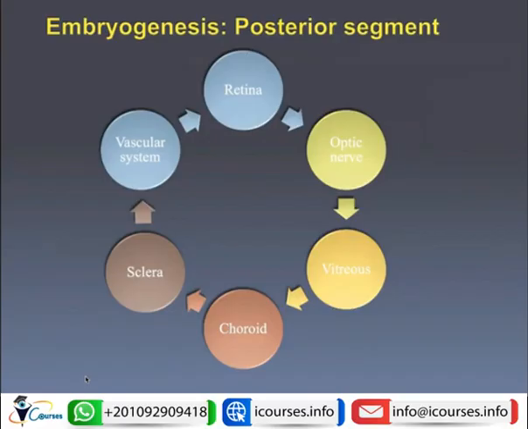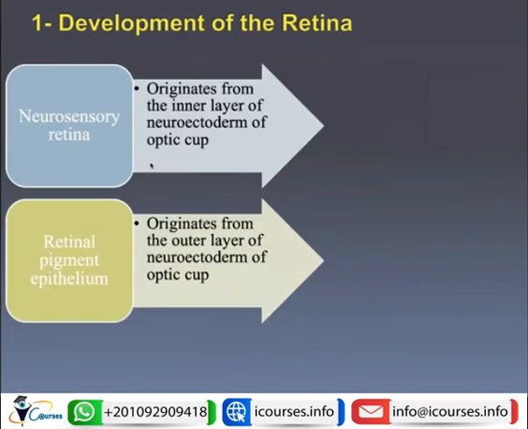So, we will carry on to the second part, which will be the development of the posterior segment. The development of the posterior part of the eye includes the retina, the optic nerve, the vitreous, the choroid, the sclera, and finally we will finish with the vascular system. So, starting with the retina, how does the retina develop?